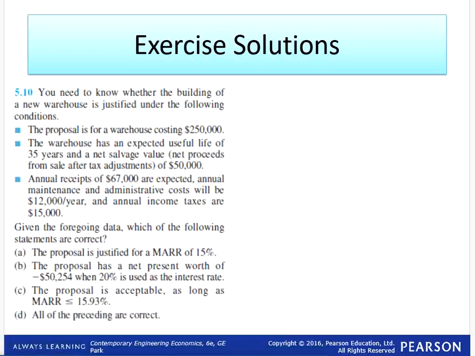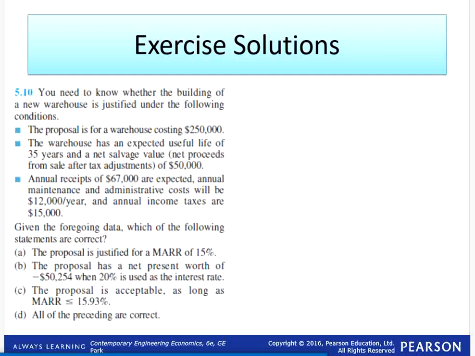Then you can look at part C, that as long as the rate is 15.93%, the project is acceptable. If we put it at 16%, this project shows a net present worth of minus, which means this project should be rejected. So D, all of the preceding are correct. How to solve this question? We have to calculate the net present worth for part A, part B, and part C. This is how we solve this question.